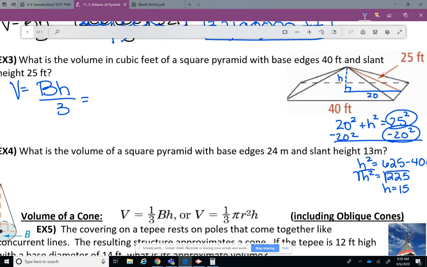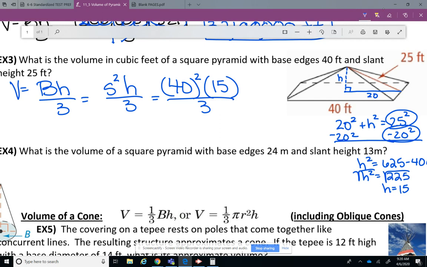All right, it's a square. So you're going to do side squared times the height divided by 3. All right, what is the side? 40, right? 40 squared. And what's the height? That's right, 15 divided by 3. Now, I like to cancel, even though I have my calculator. 3 goes once and 3 goes 5 times. So we're going to do 40 squared, and then we're going to times it by 5.